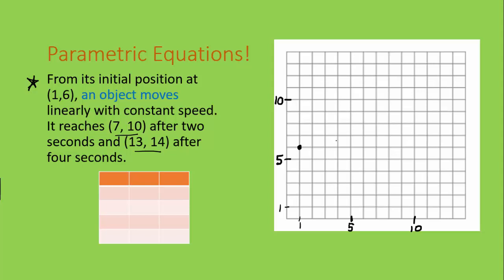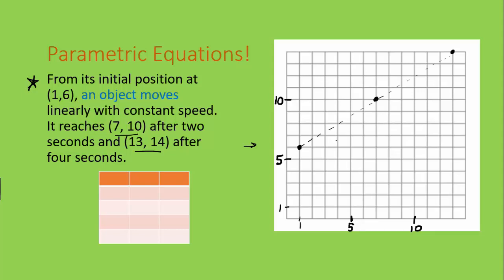So we've got our initial position right here at (1, 6). That's where it starts. So when time is 0, we're right there. Then this object that's moving, 2 seconds later, gets to (7, 10). And then 2 seconds after that, it's at (13, 14), which is right here. As you can see, those do appear to be lining up. So the object is moving at a constant speed in this direction.